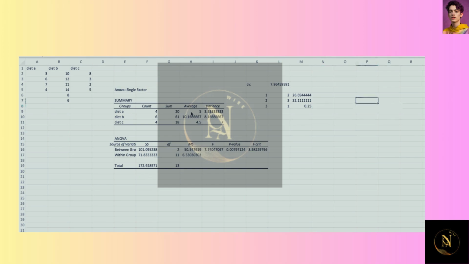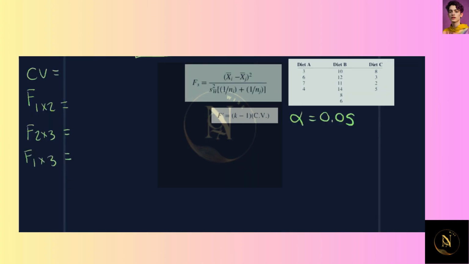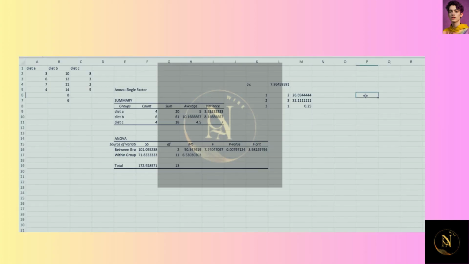Okay, and next I'm going to calculate part of the denominator. I'm going to calculate this portion right here so that it makes it easier for us to do the rest of the denominator. So let's take 1 over our sample size for diet A and add that to 1 over the sample size for diet B. And then we're just going to do that for the rest of them.